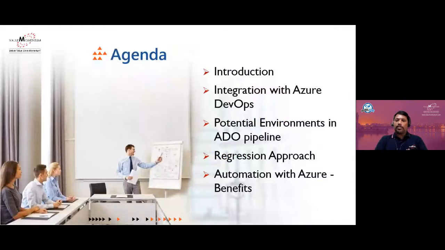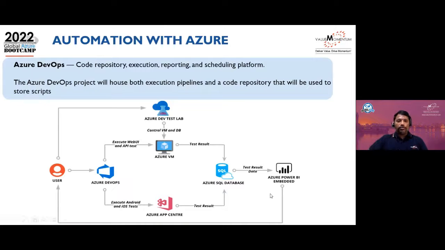So let's discuss. First we'll understand what exactly automation is, and how it is integrated with Azure DevOps. Then we'll see the major environments and the ADO pipelines, and then we'll go with the regression approach as well as the benefits of automation with Azure. With that combination, we'll see the benefits so that it can be leveraged across enterprises or organizations. We'll take the questions later.